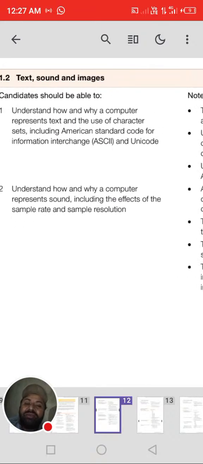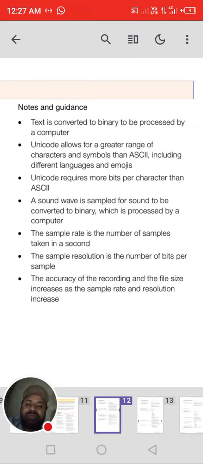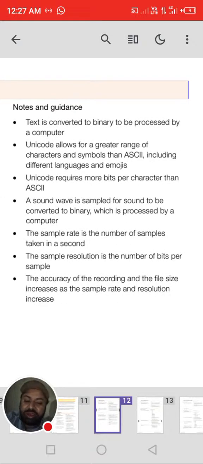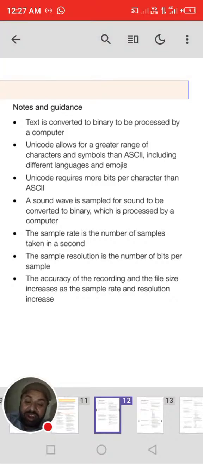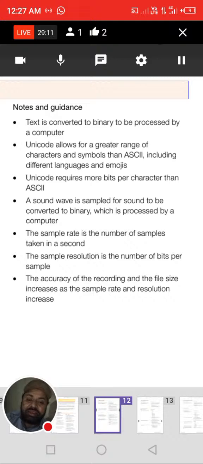And understand how and why a computer represents sound, including the effects of sample rate and sample resolution. A sound wave is sampled for sound to be converted to binary. Yes, okay. When we are processing, we talk about the sampling rate. So what is a sample? It is some part of the sound we take and convert into binary for the computer to understand. That's very important for us to understand all these things.